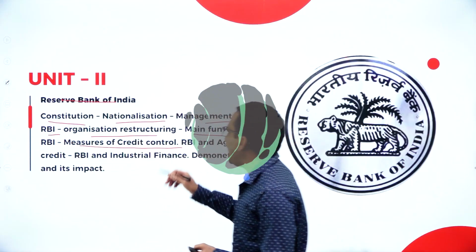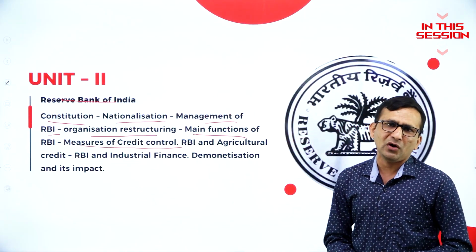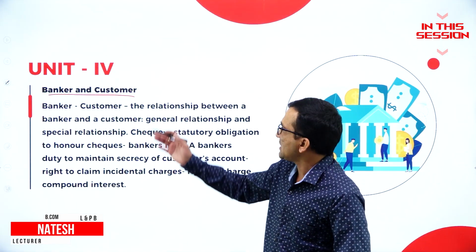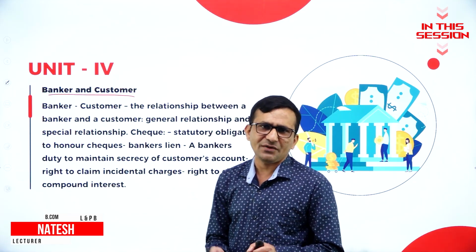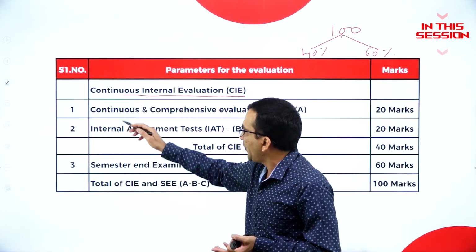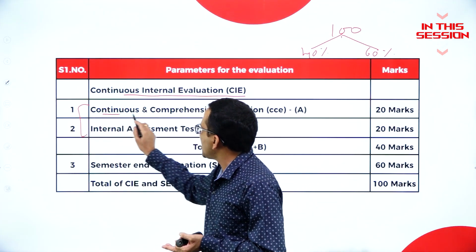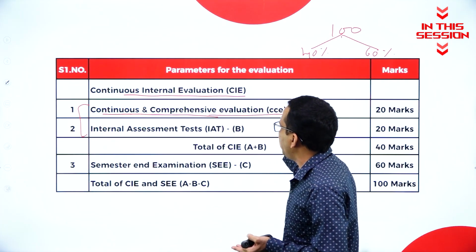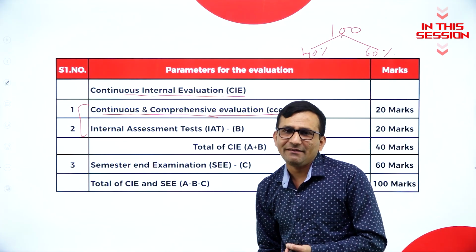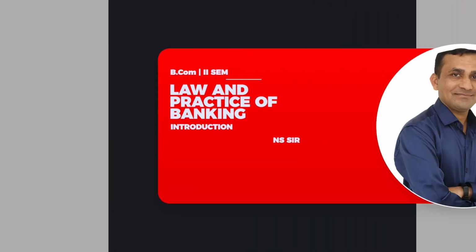The measure of credit control, which is also very important for this particular topic. Banker is providing a too many transaction benefit facility to the customer. So what is the relationship? We'll try to get more clarity. Here there are two major components we have identified. One is continuous and comprehensive evaluation, so something like assignment, group discussion, skill development, which is covered.